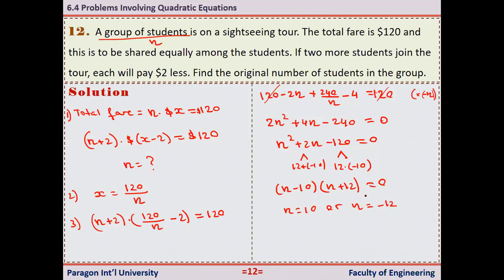Since N represents the number of people, we do not use negative numbers to count the number of people, so this answer is rejected. It is not a suitable answer. So N is equal to 10. N is the number of students in the group who went on the sightseeing tour. Originally, 10 students were coming on this trip.